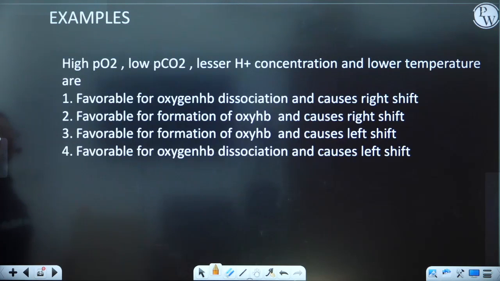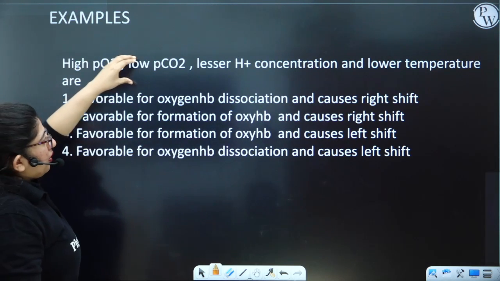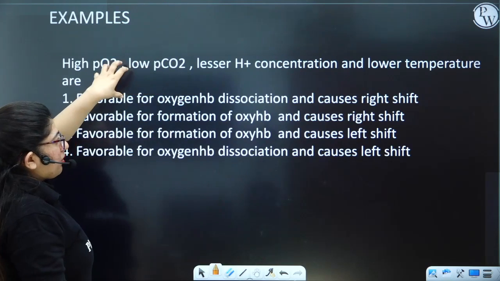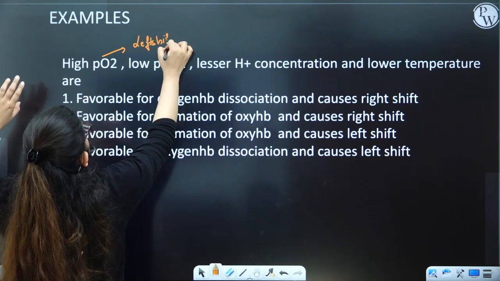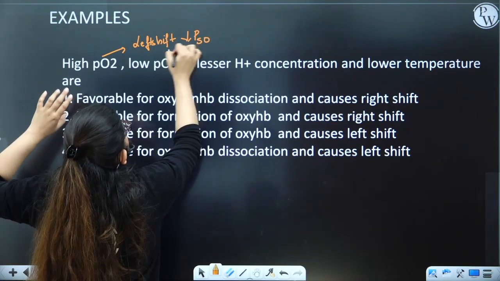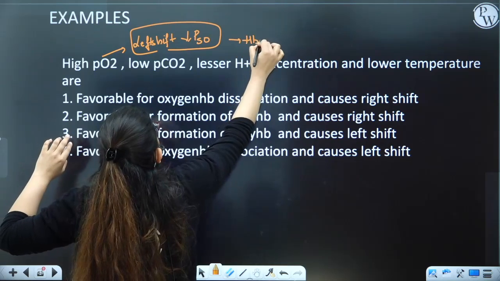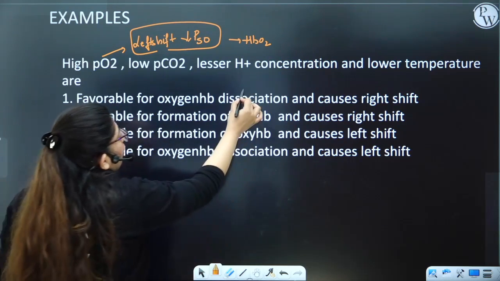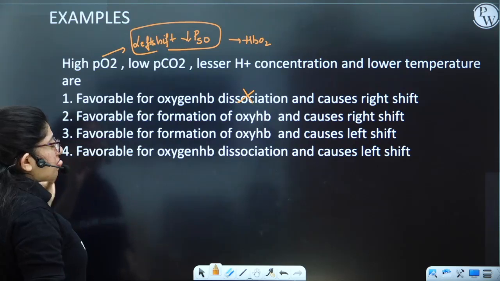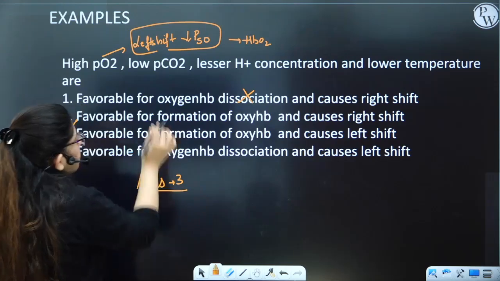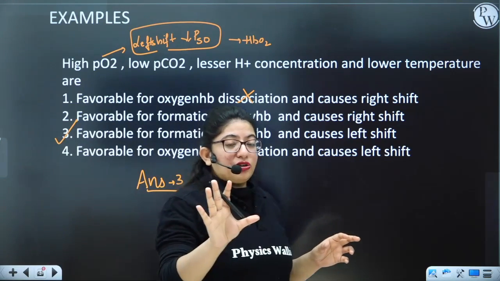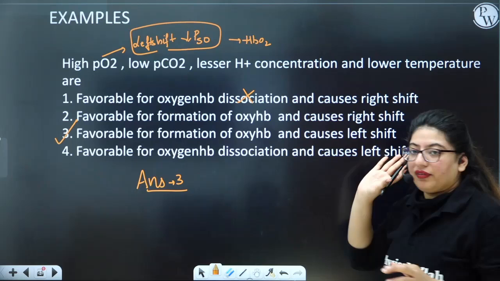Next. High PO2, low CO2, lesser H positive ion and lower temperature are favorable for. So if there is more oxygen, less CO2, less H positive, lower temperature, all these factors cause a left shift. And in left shift, we have a lower P50 value. Fine. And it was favorable for formation of oxyhemoglobin. So it is favorable not for dissociation, but for formation of oxyhemoglobin, which causes left shift. So answer is 3. This topic is very important. You need to understand it very carefully. Fine. Next.